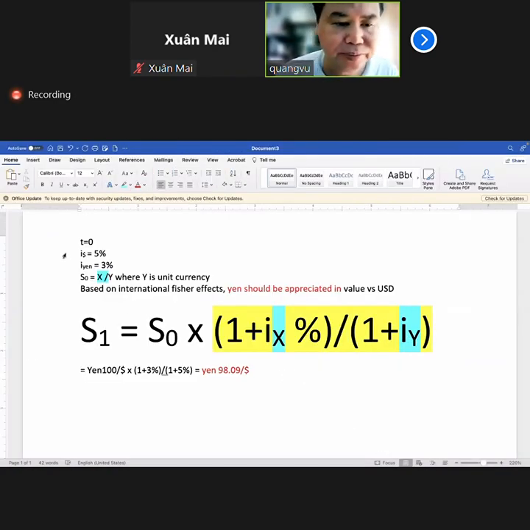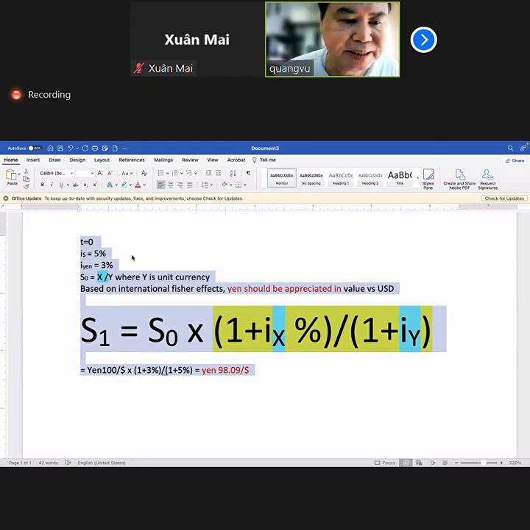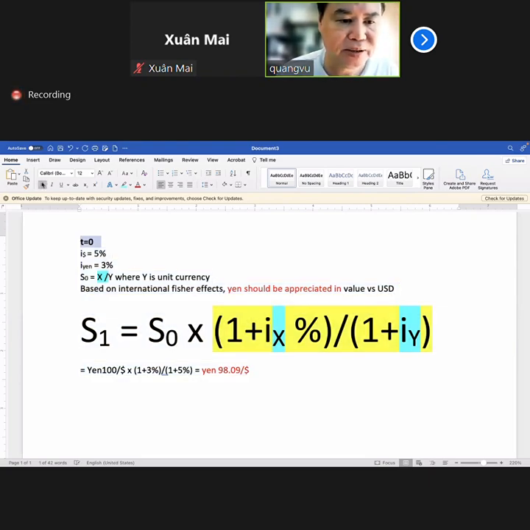The same example. X equals 0. We observe the market in equilibrium, and then we expect the nominal interest rate in the United States will be 5%, and nominal interest rate in yen only 3%. The current spot rate is 100 yen can be converted into $1, where dollar is the unit currency.